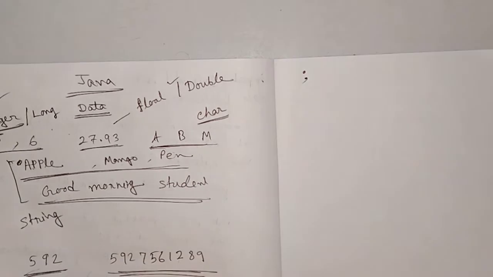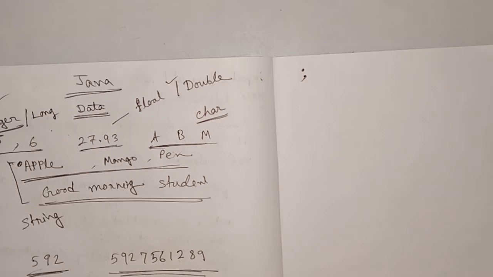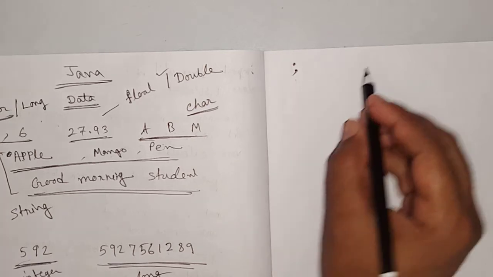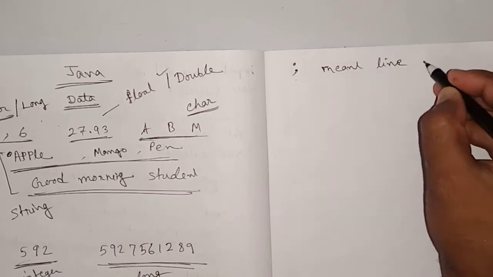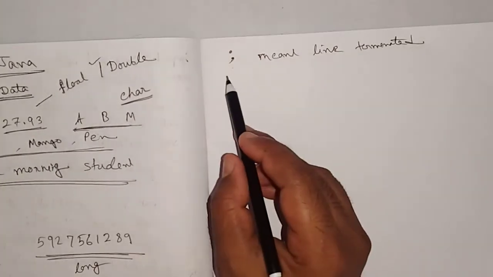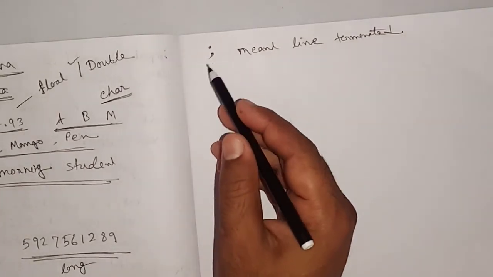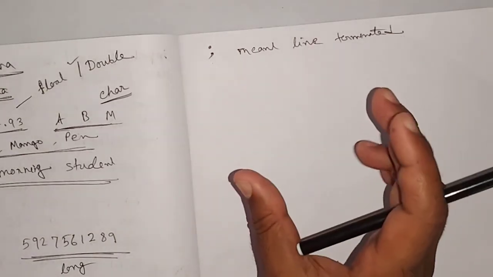One more thing you need to know, which is the semicolon. This is a very important thing in a programming language. The semicolon indicates the line is terminated. The meaning of semicolon is line terminated. How does the computer know that whatever you are writing in a particular line, the line is over? So this semicolon tells the computer that the particular line of the program is completed.